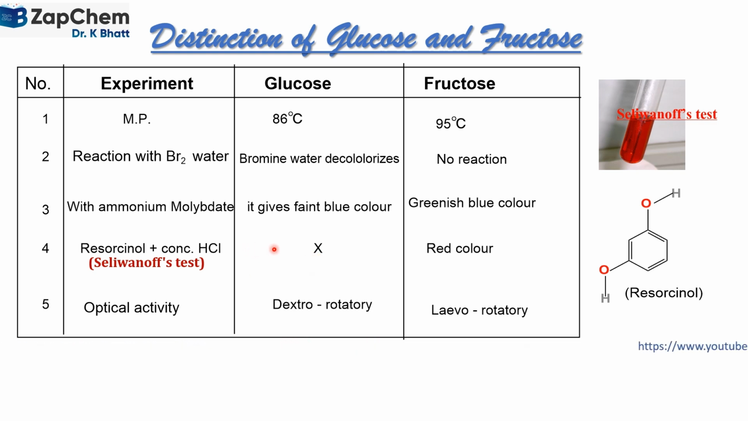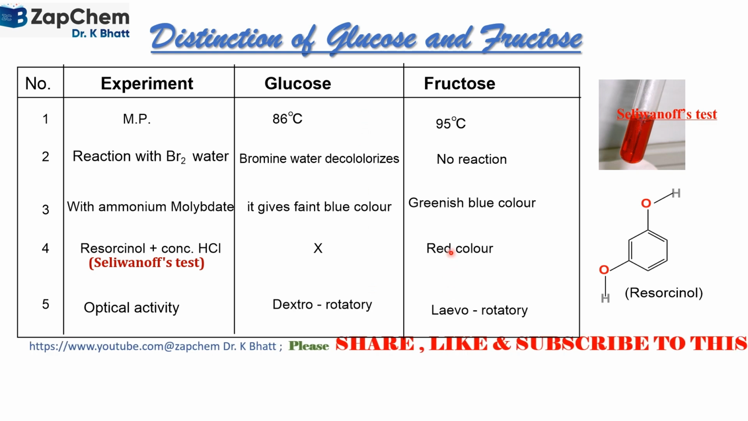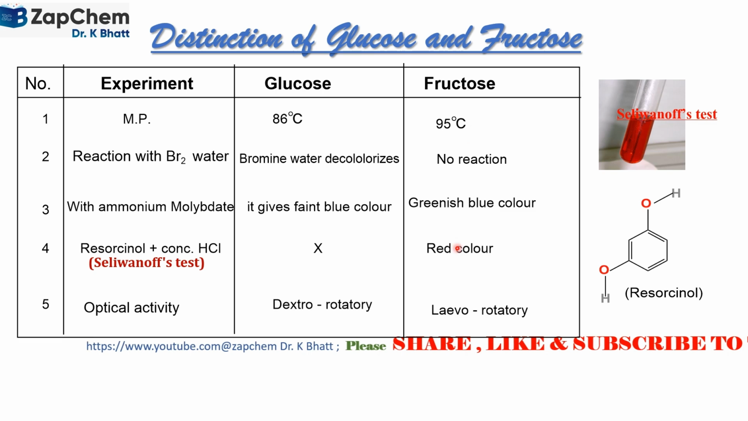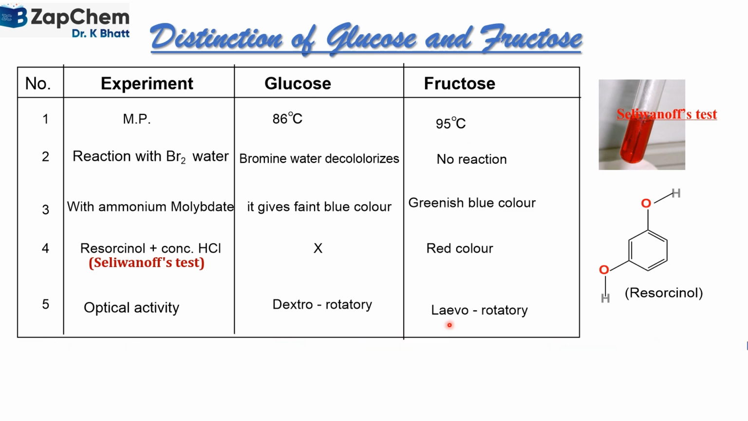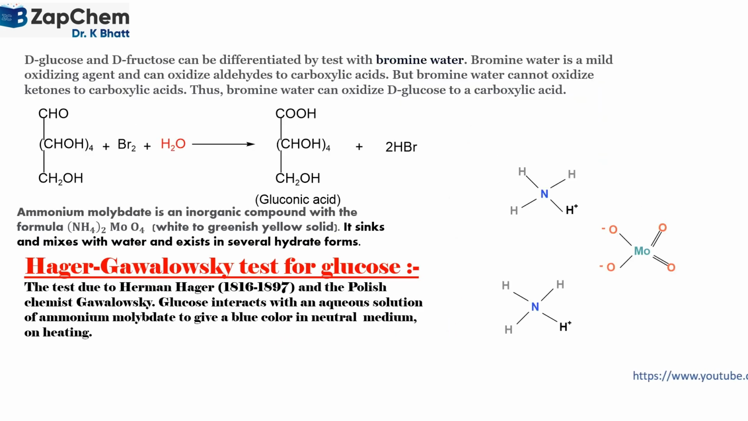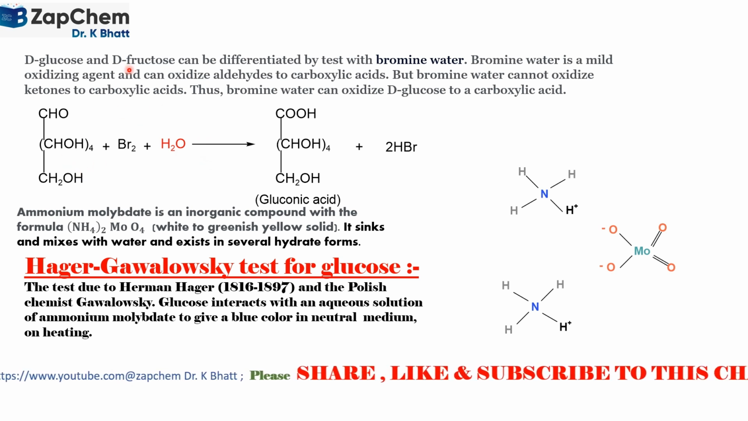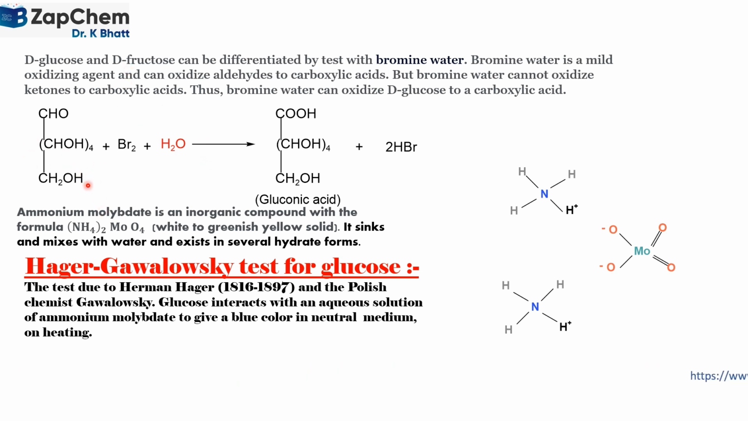Optical activity, of course, is a very good test by which you can identify glucose and fructose. Glucose is dextrorotatory, that's why we call it dextrose also, and fructose is levorotatory. Now, these are not the only tests; there are several other tests also, which we shall take up a little later. Now let us see how glucose reacts with bromine water.